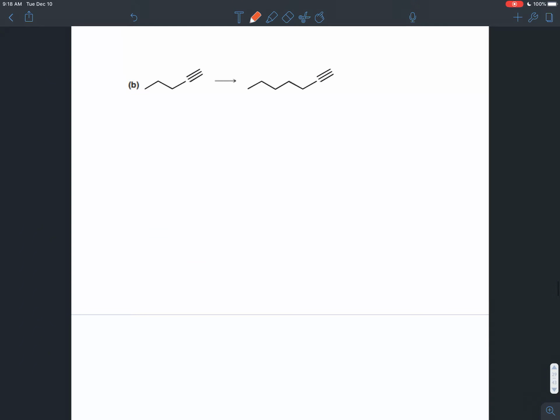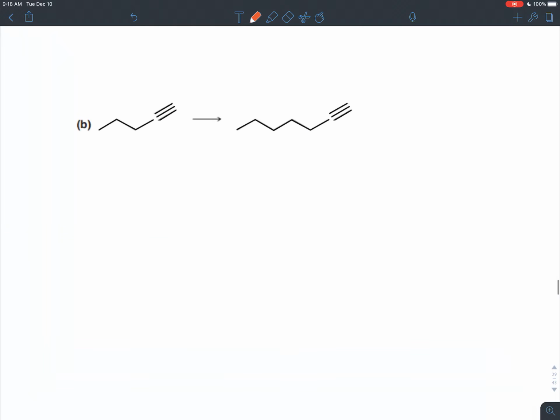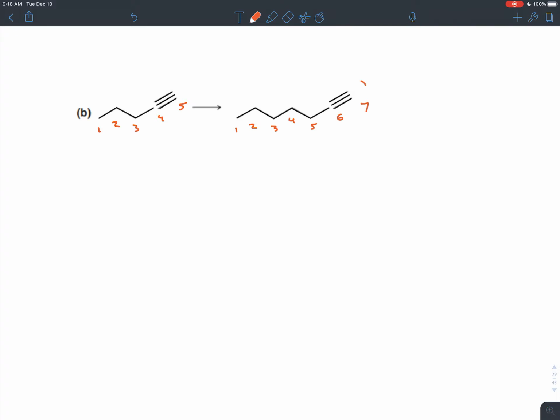All right, let's try B. Well, that procedure worked so well for us last time, let's try it again. We've got 1, 2, 3, 4, 5 carbons on the left. We have 1, 2, 3, 4, 5, 6, 7 carbons on the right, so we're adding 2 carbons. Now, anytime you add 2 carbons, you want to use a terminal alkyne, treat it with sodium amide, and react it with an alkyl halide.